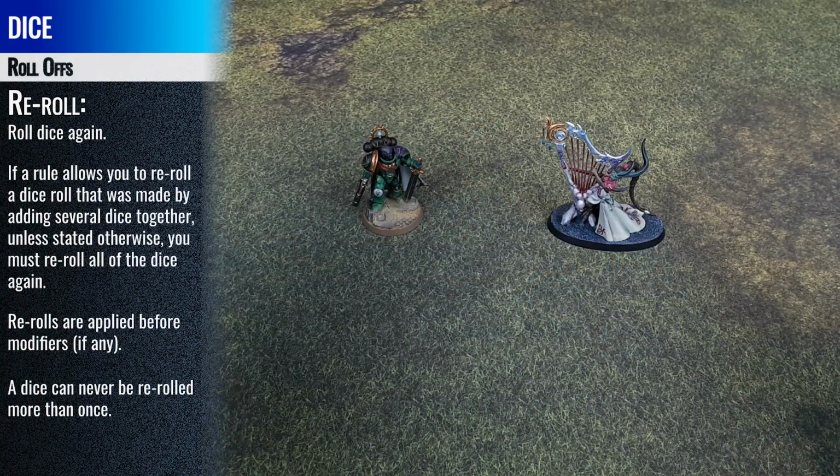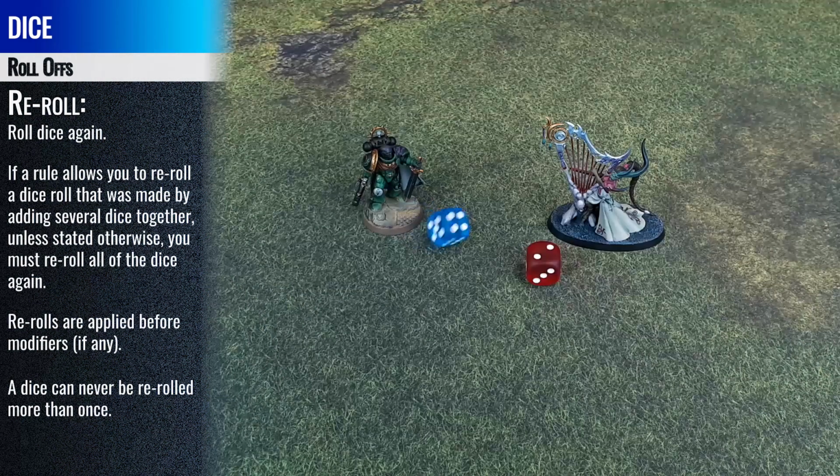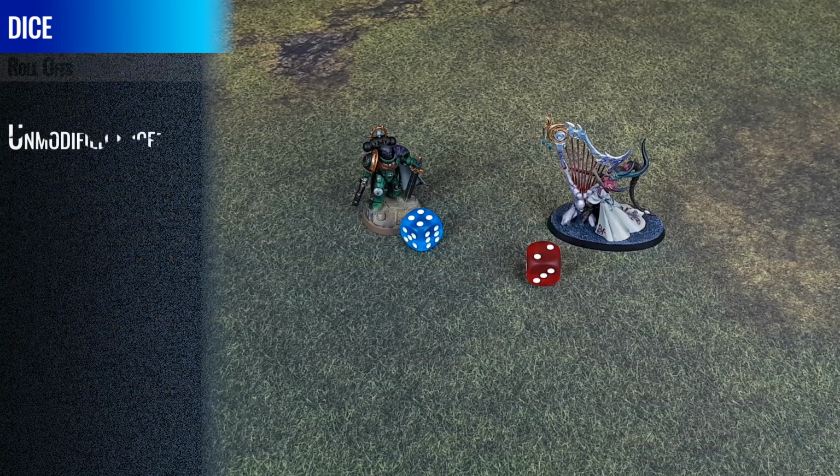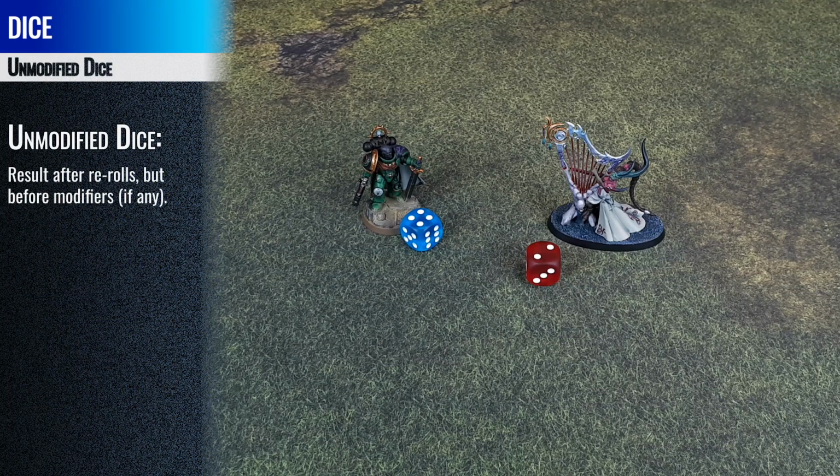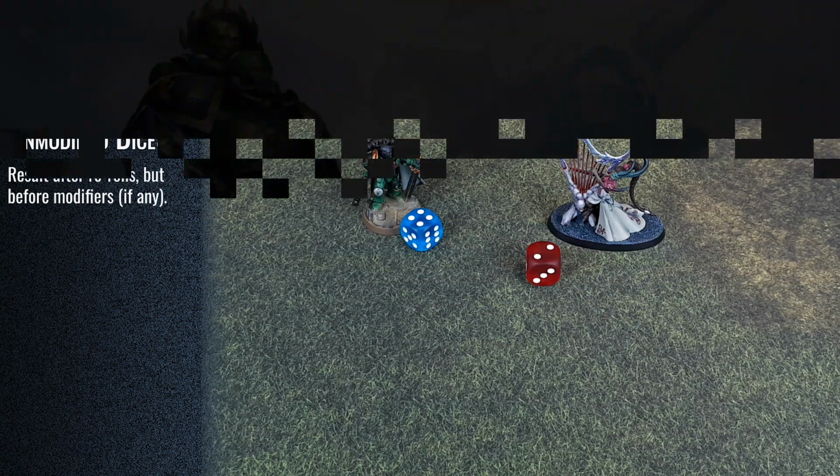Some rules require players to roll off. Simply, both players roll a d6, rerolling ties. The highest result wins. Unmodified dice refers to the result after rerolls but before modifiers.